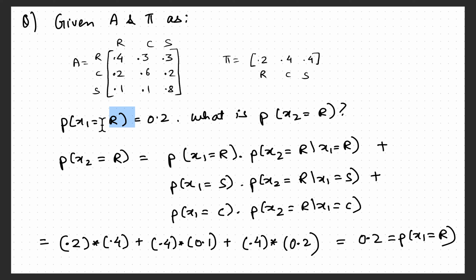As an additional exercise, I would like you to work this out for the other variables also. So what is the probability of x2 equal to C, probability of x2 equal to S? Do you get the same set of values? If yes, then why could this be the case?